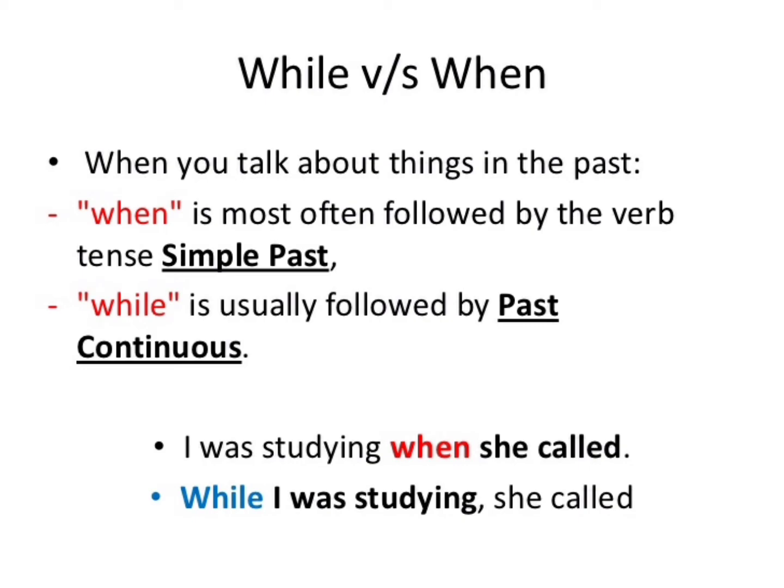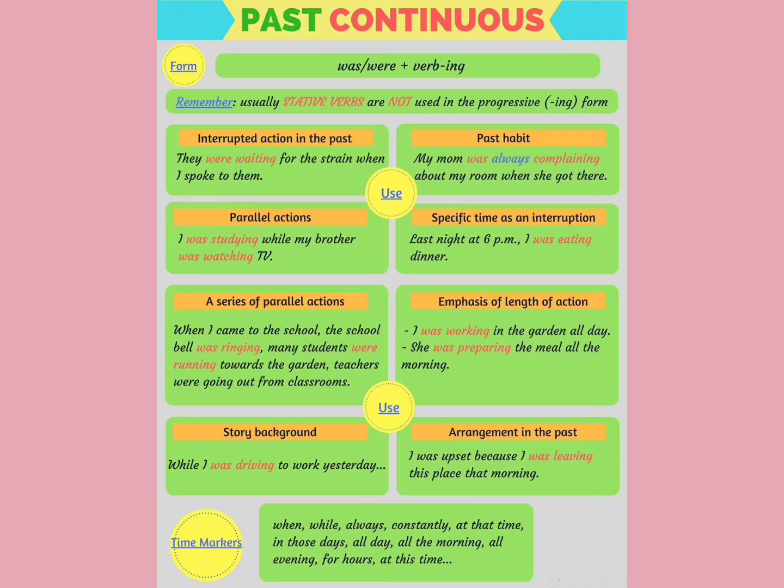Okay, so what are the usages of past continuous then? We can usually use the past continuous tense in case of interrupted actions. For example, they were waiting for the train, S-T-R-A-I-N, when I spoke to them. Okay, past habit. My mom was always complaining about my room when she got there. Parallel actions. I was studying while my brother was watching TV. Specific time as an interruption.